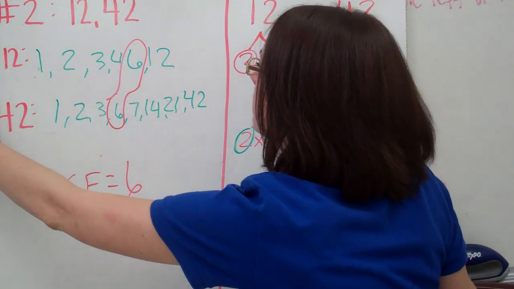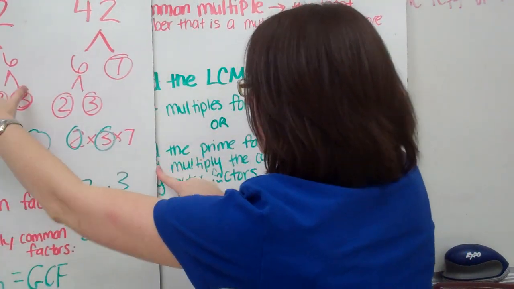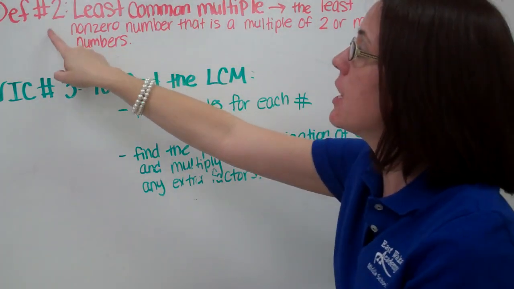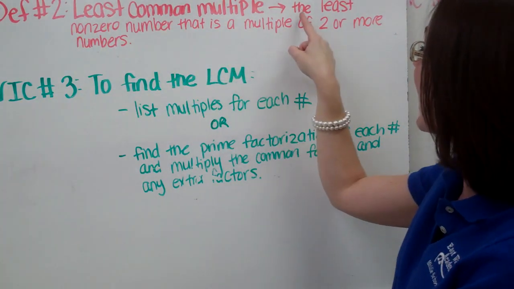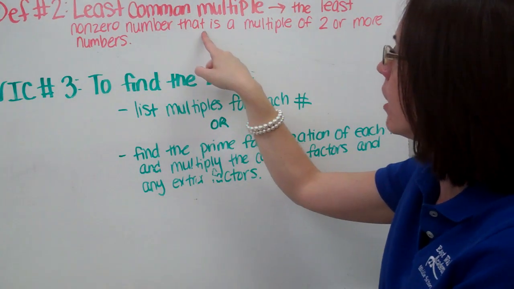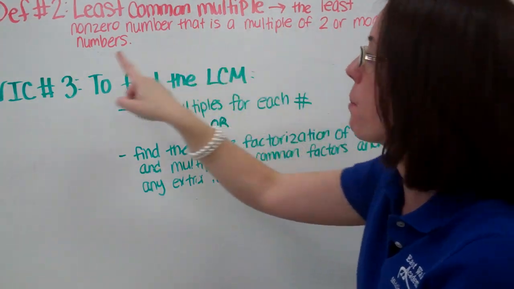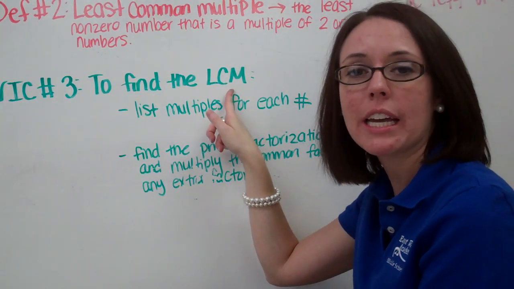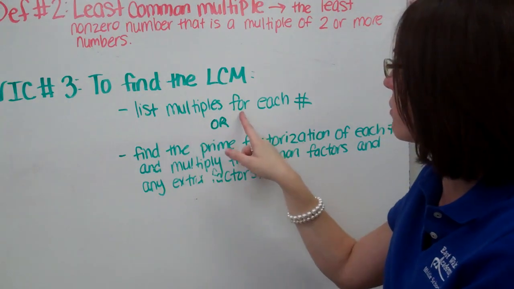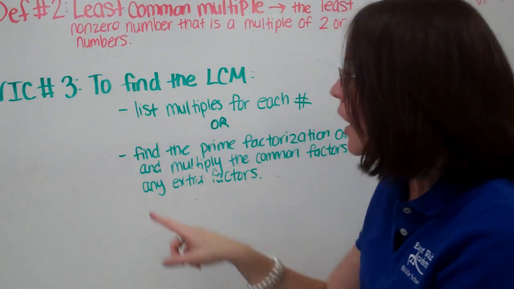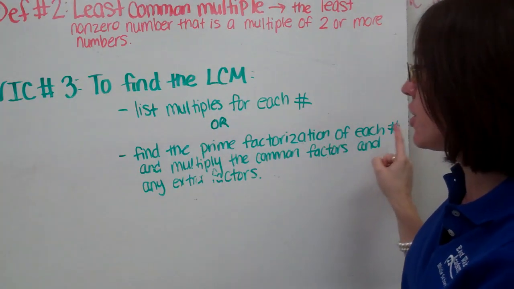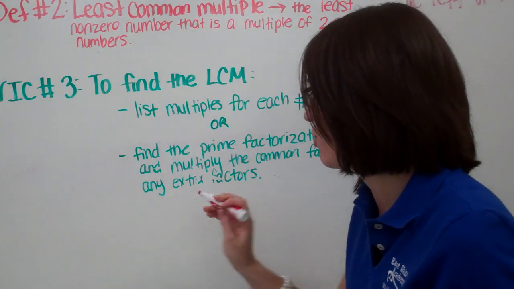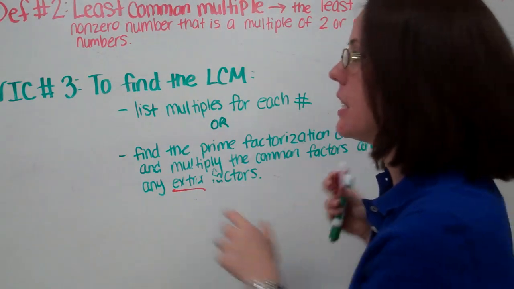Now we're going to move on to finding the least common multiple. Definition number 2. Least common multiple is the least non-zero number that is a multiple of 2 or more numbers. Tip number 3. To find the least common multiple, or LCM, you're going to list the multiples for each number, or you can find the prime factorization of each number and multiply the common factors and any extra factors. A little different than the GCF.